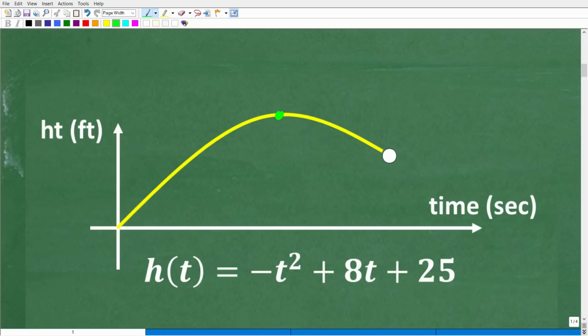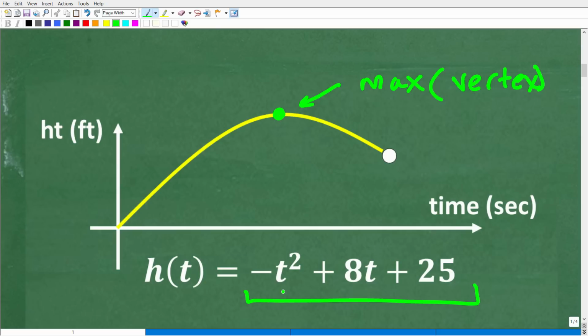So we're looking for the maximum height of the ball. Now this point, this maximum, we're going to use another word here called vertex. The vertex is a specific location of this point. Now, what we need to notice is that we have something called a function.